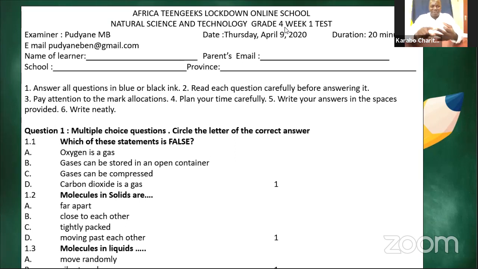Now, I wanted to tell you that also carbon dioxide is a gas. It is very important. The plants need it in order to make food for us.